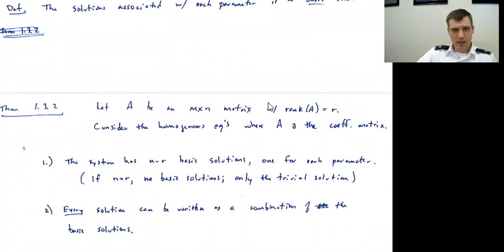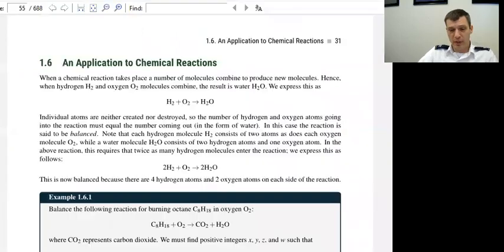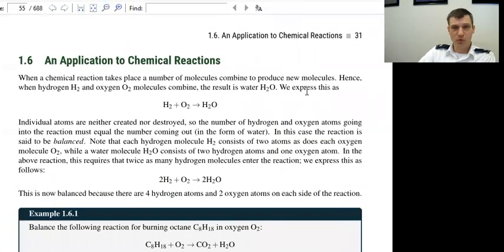So that leads us out of 1.3. All right, we've covered everything we needed to cover in section 1.3, and I'll give you some homework for that later on. All right, real quick, I'm going to show you something in section 1.6. What we've really been doing in chapter 1 is just reviewing linear equations. Sections 1.4, 1.5, and 1.6 are all application sections.